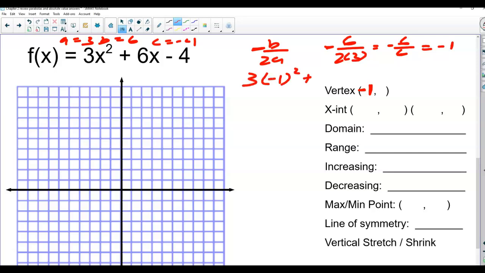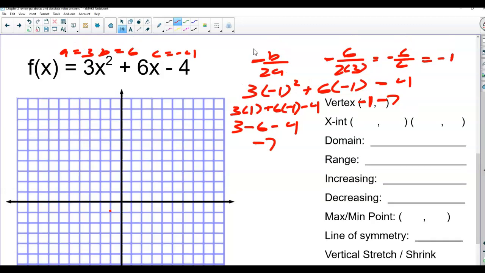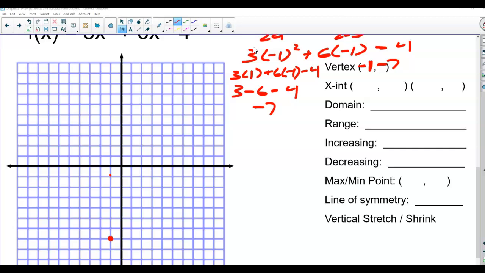3 times -1 squared plus 6 times -1 minus 4. -1 squared is 1. And as you all know, I like to just do that step separately. 3 minus 6 minus 4. 3 minus 6 is a -3. -3 minus 4 is a -7. So that's my vertex. -1, -7. 1, 2, 3, 4, 5, 6, 7. Perfect. Okay.